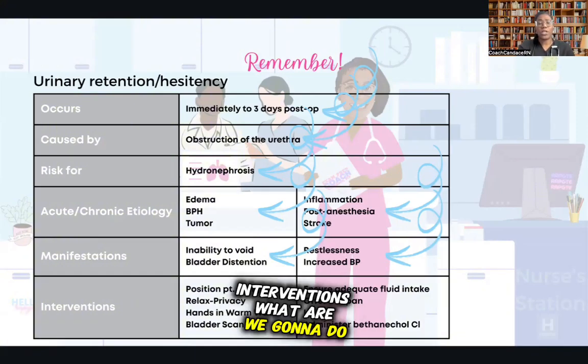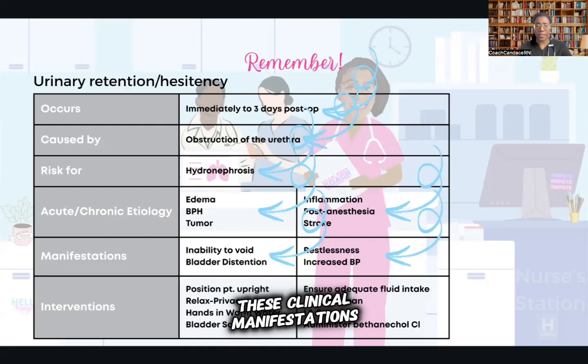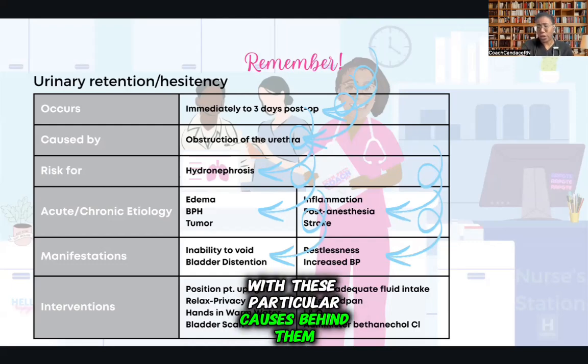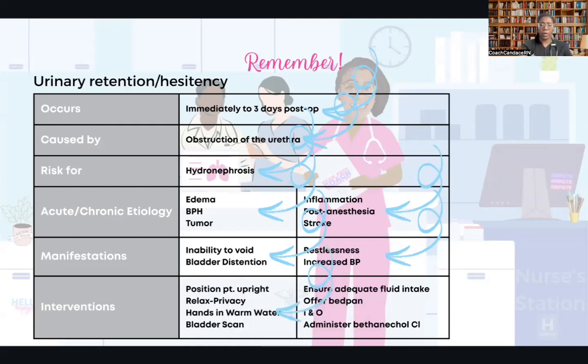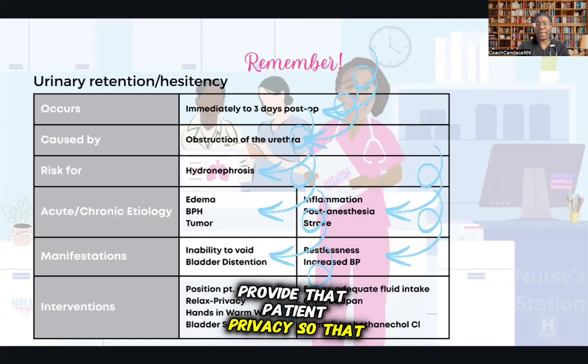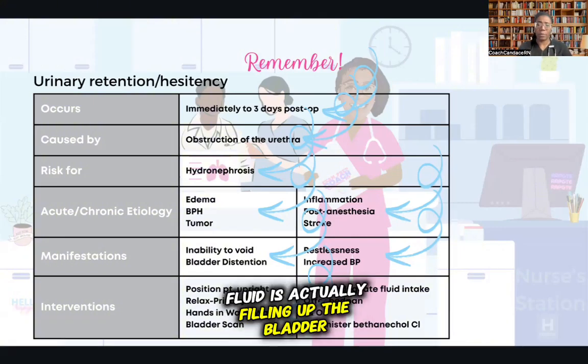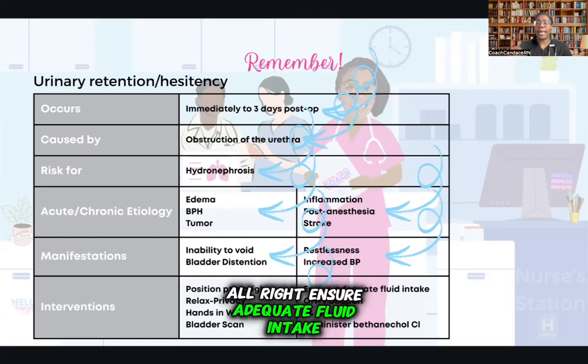Okay. Interventions. What are we going to do as nurses when we have patients who meet these clinical manifestations with these particular causes behind them? Well, we're going to position the patient upright. That's going to be one of the first things we're going to try to do. Provide that patient privacy so that they can relax. We might try the warm water technique. A bladder scan may make sense for this patient, to get a sense of how much fluid is actually filling up the bladder. Ensure adequate fluid intake.